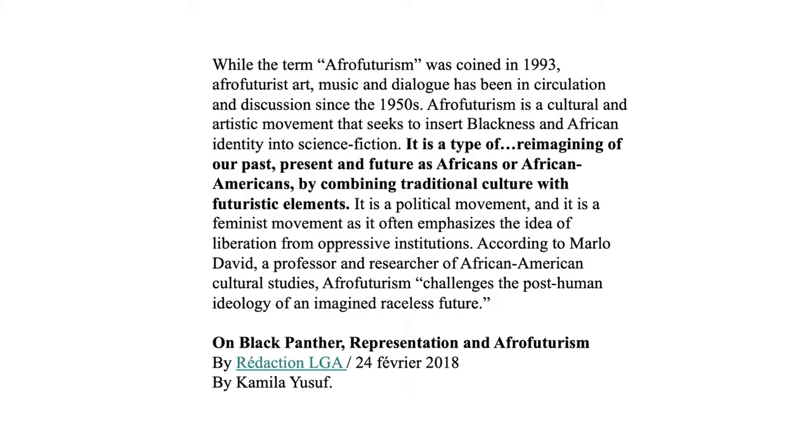There is a quote, and I'll read bits of it. The term Afrofuturism was coined in 1993, but it's actually been an impulse and a movement around since the 50s. It's this type of reimagining of our past and our present and our future as Africans or African Americans by combining traditional culture with futuristic elements.